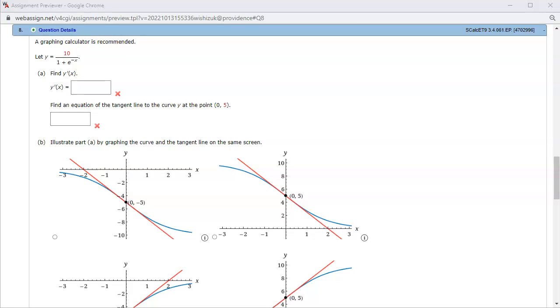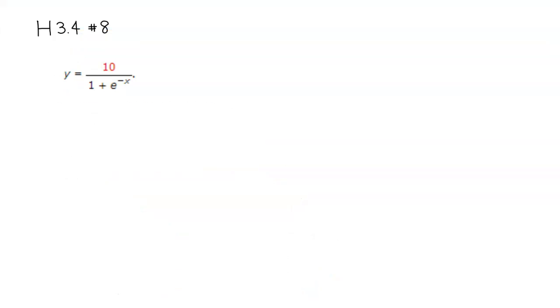Alright, let's look at homework 3.4, problem number 8. We want to first find the derivative of this given function. So let's do that. We're going to take the derivative with respect to x, of course. In this case, y prime is equal to... we can probably just use the quotient rule.